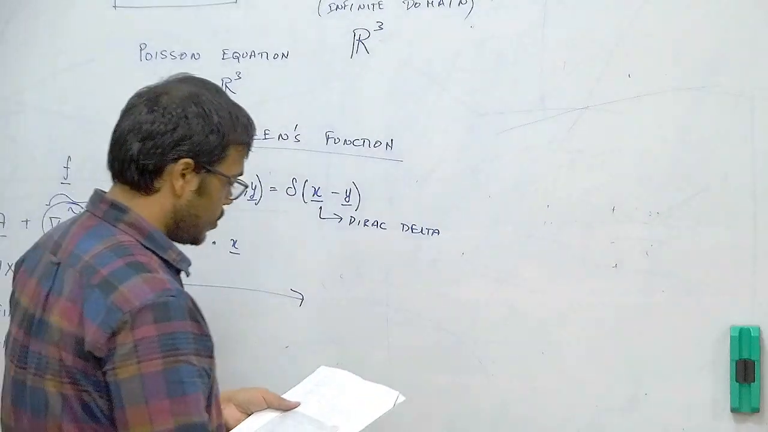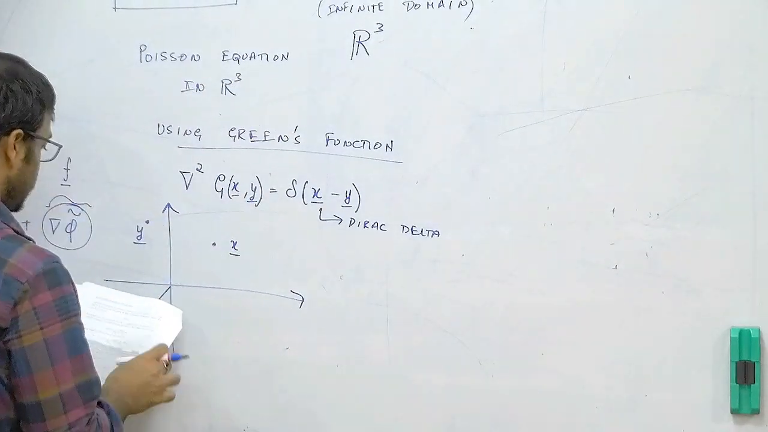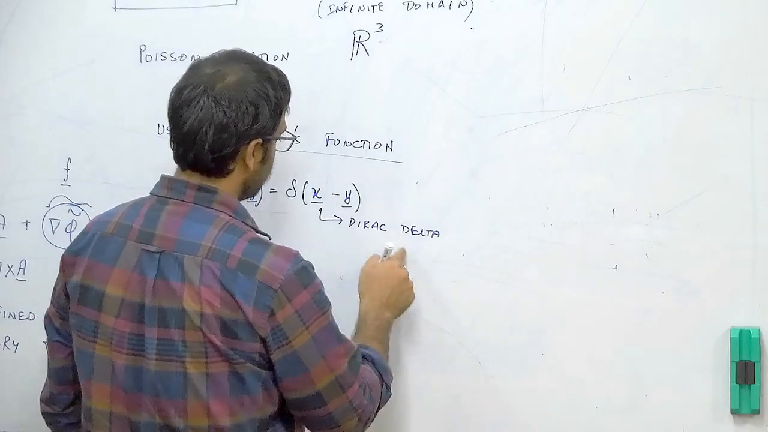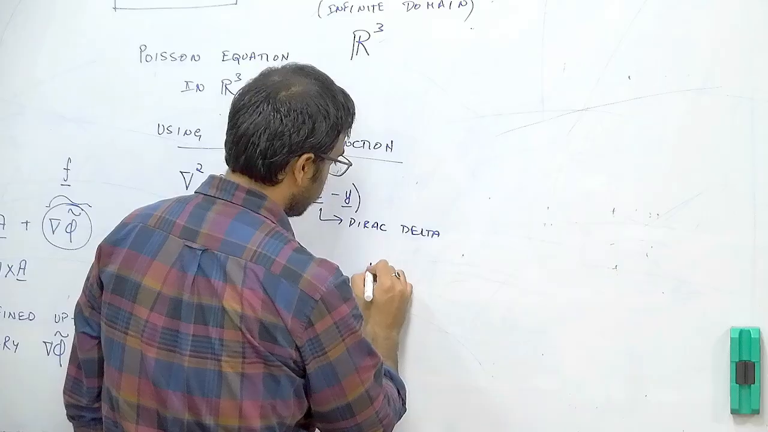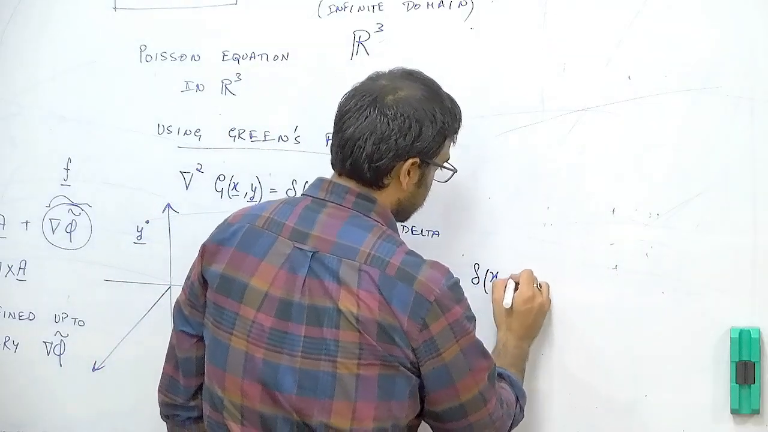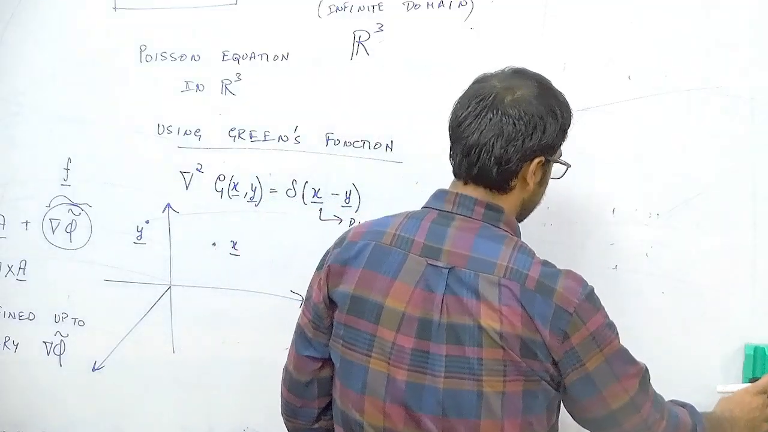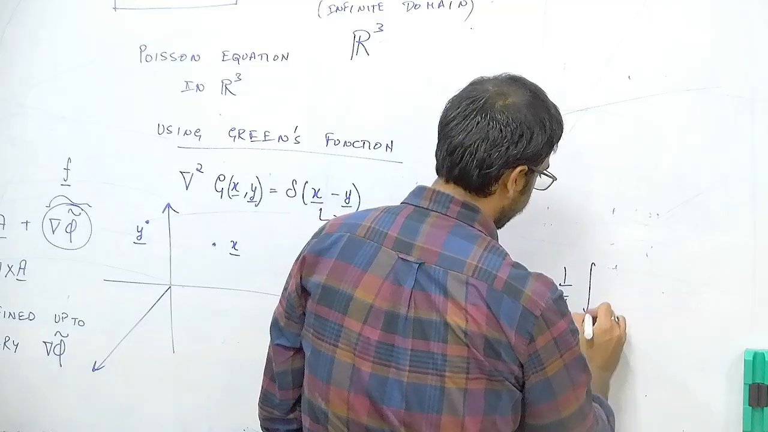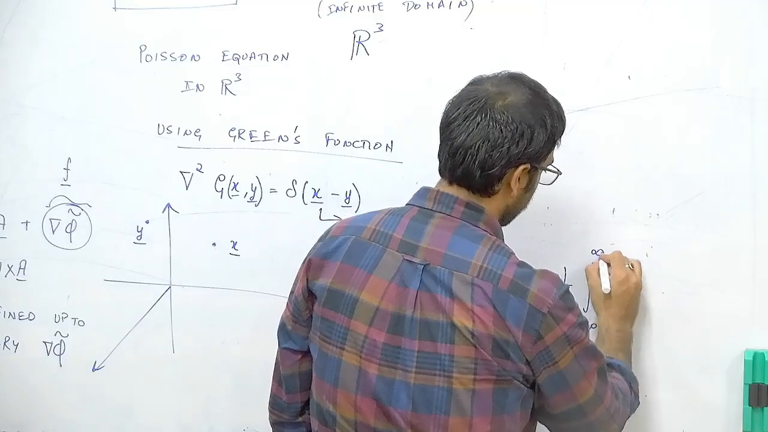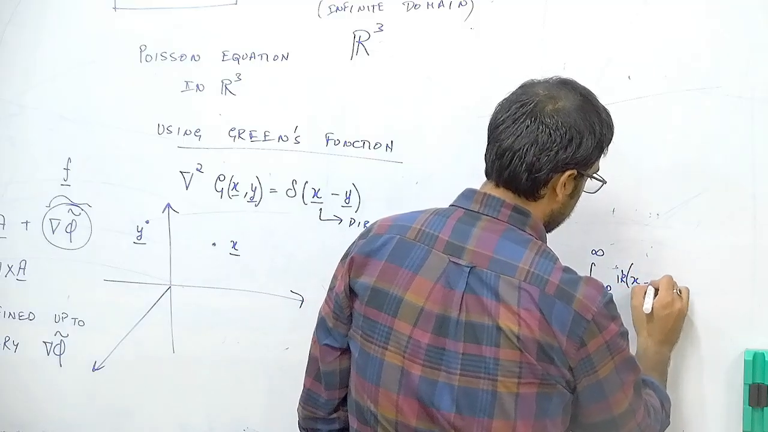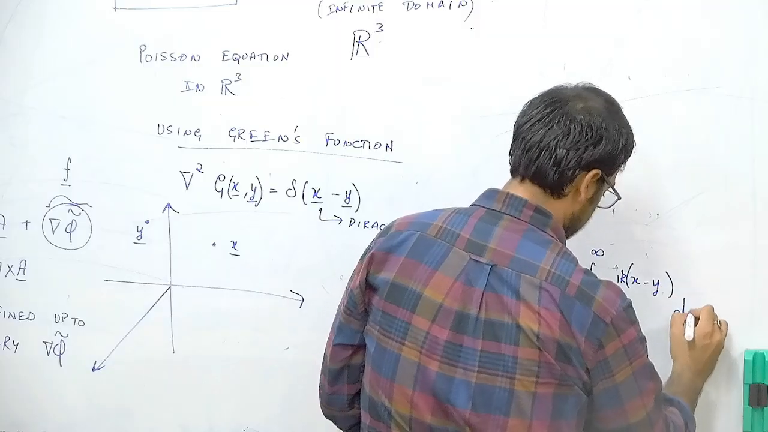Okay. So, what we are going to do here is, first let me give a definition of this Dirac delta. So, Dirac delta in 1D is defined as: delta of x minus y is actually defined as 1 by 2 pi, integral from minus infinity to infinity, e to the power i k (x minus y) dk.